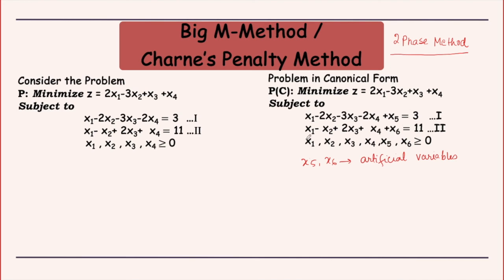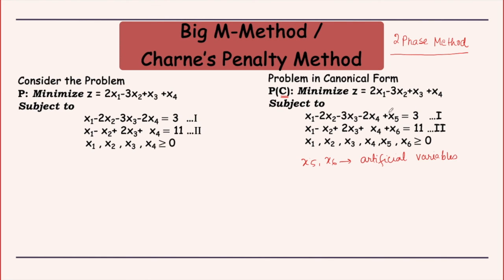So now this is the problem in the canonical form. What is the canonical form? It is the form where your objective function is minimization, your constraints are all equalities, your variables are all non-negative, and you get an identity matrix from the coefficients of the variables. If you have two constraints, you should have a 2 cross 2 identity in the system. So this is the canonical form.